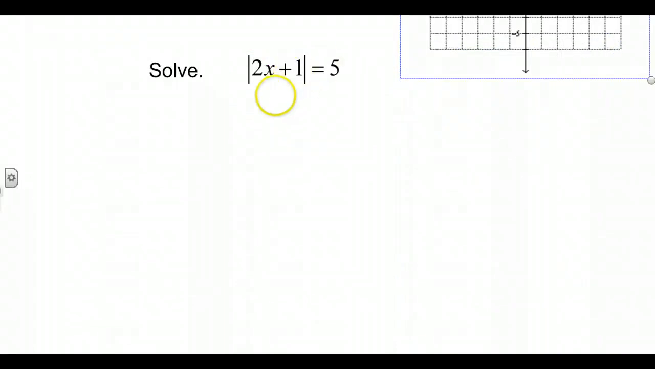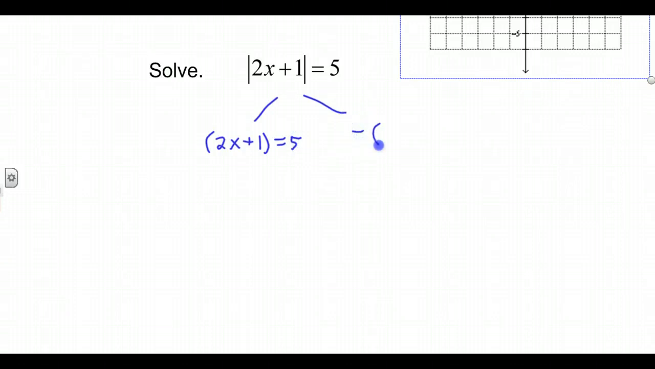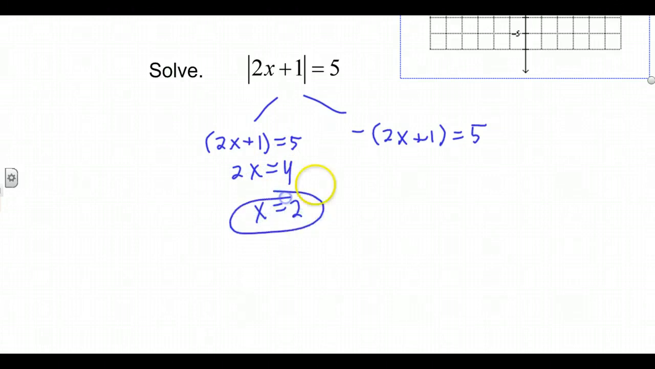So let's try another one here. See if we can solve this one. Let's put it in two cases. We'll take the positive case: 2x plus 1 is positive and equal to 5. And we'll take the negative case: negative 2x plus 1 equals 5. And now you have a choice over here on the right. Well, let's just solve the left one first. You subtract 1, you get 2x equals 4. Divide by 2, you get x equals 2.